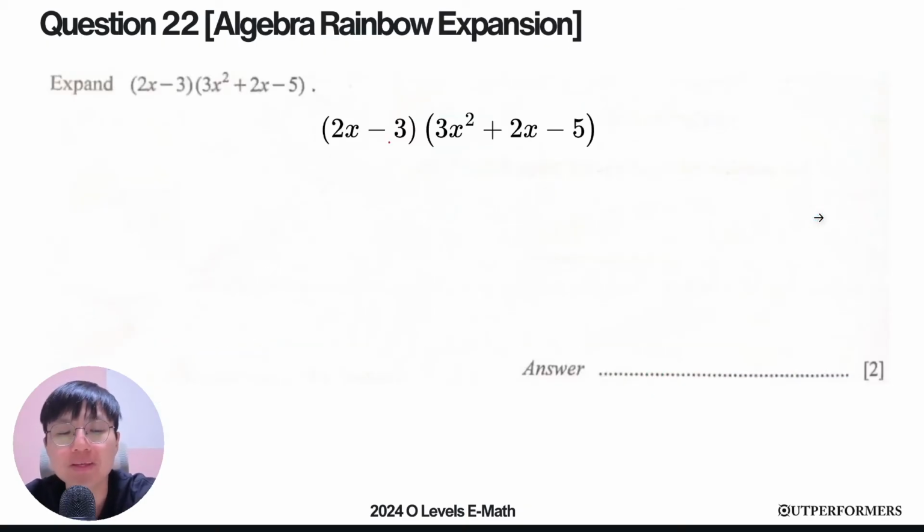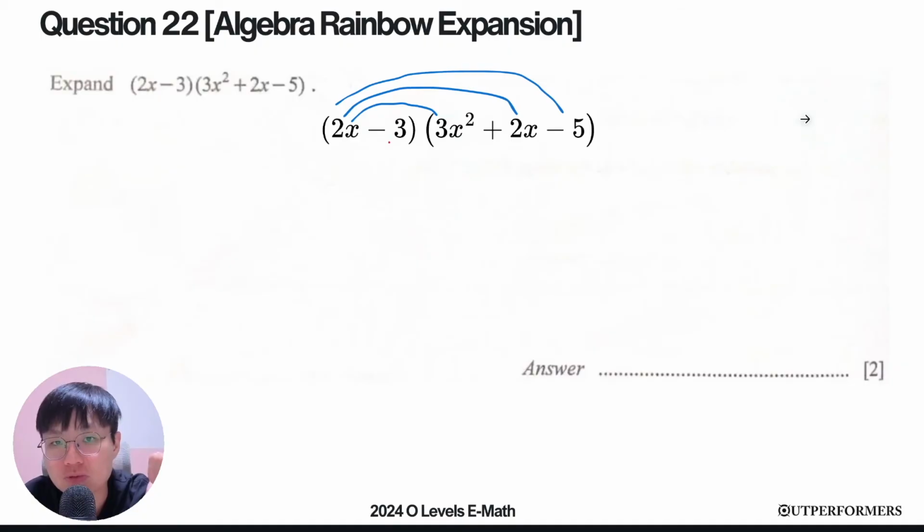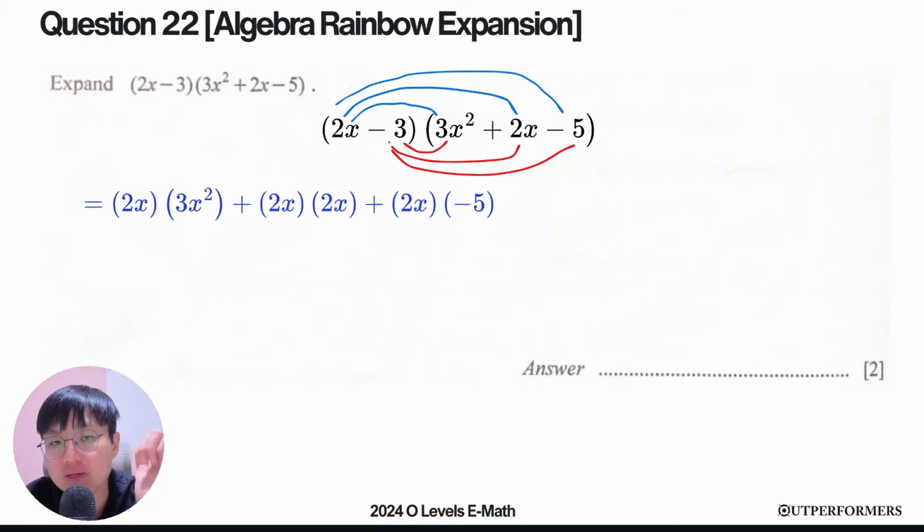Question 2 is algebra rainbow expansion over here. But the difference for this is there are 2 terms for the first one and there are 3 terms for the second one. So the rainbow is not just the usual 4. We are looking at 1, 2, 3, 4, 5, 6 rainbows over here. So we can put them together. In this case, these are my blue rainbows and these are my red rainbows.